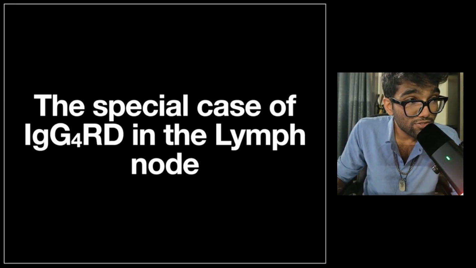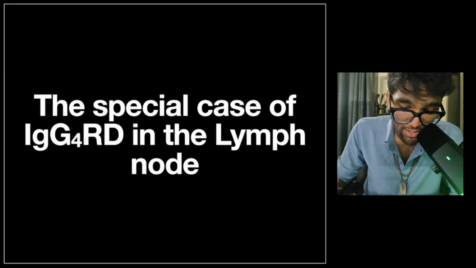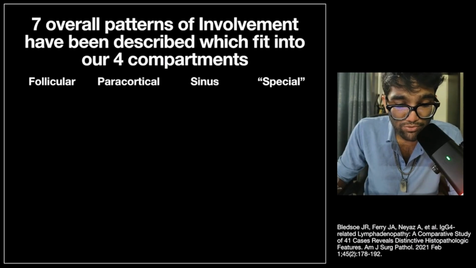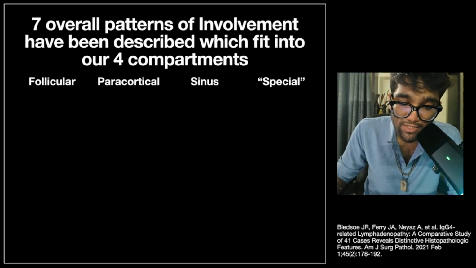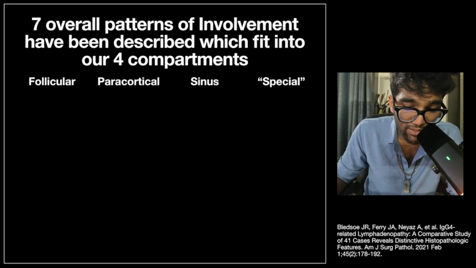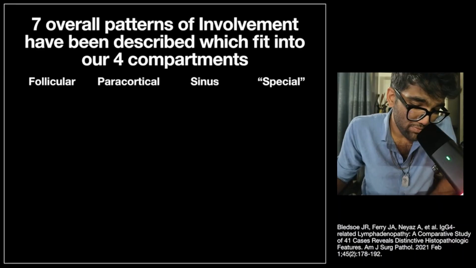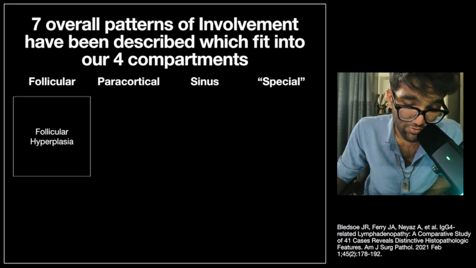Because I want to compare this to IgG4 related disease, which is a disorder of immune dysregulation. So, it's not a neoplastic disorder. Okay. So, it actually produces multiple patterns. It produces 7 separate patterns in the lymph node. And two of these, the paracortical and the sinus pattern, we will be getting to. But I wanted to highlight the follicular nature of the lesions before that.